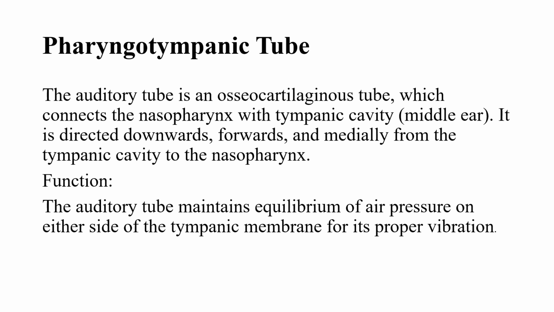So the auditory tube or pharyngotympanic tube, as we have seen, is an osteocartilaginous structure which connects the nasopharynx with the tympanic cavity. And what is the direction? Downward, forward, and medially, from the tympanic cavity to the nasopharynx. And what it does, we already know from the previous slides, that it maintains the equilibrium of air pressure so that the tympanic membrane does not get injured due to the vibrations of the sound.